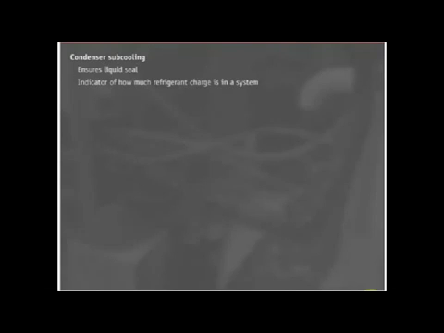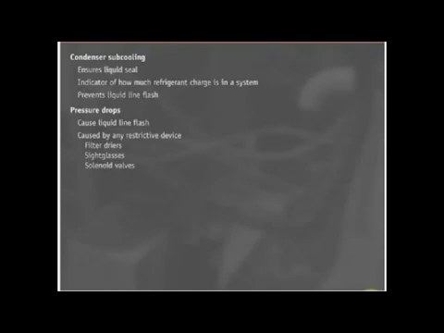Another important reason why condenser subcooling must be present is to prevent liquid line flash gas, or vapor bubbles, from forming in the liquid line. Liquid line flash gas is primarily caused from a pressure drop in the liquid line. Pressure drop in a liquid line can be caused by any restrictive device, including filter dryers, sight glasses, solenoid valves, shutoff valves, or kinked or undersized liquid lines.